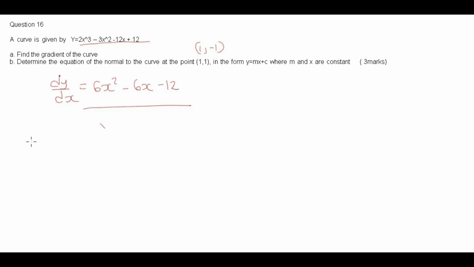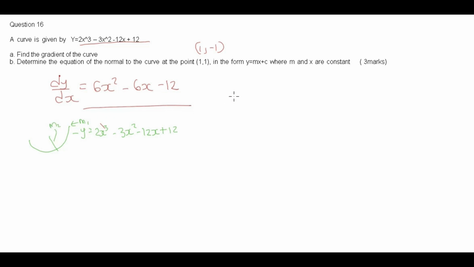So let's say, for example, this is the curve y = 2x³ − 3x² − 12x + 12, and there's a line normal to the curve. This line is what you are being asked to find the equation of, the line normal to the curve. So let's say this is m1, this is m2.